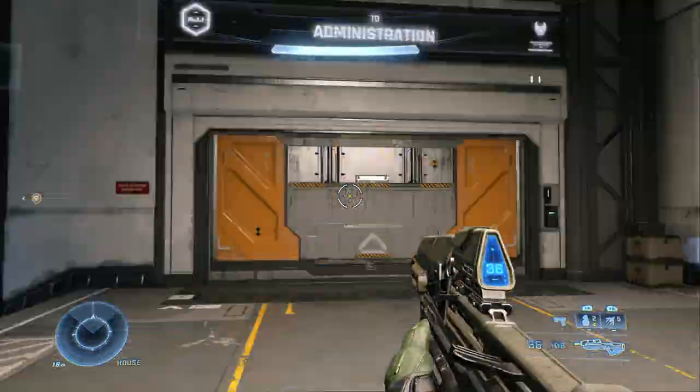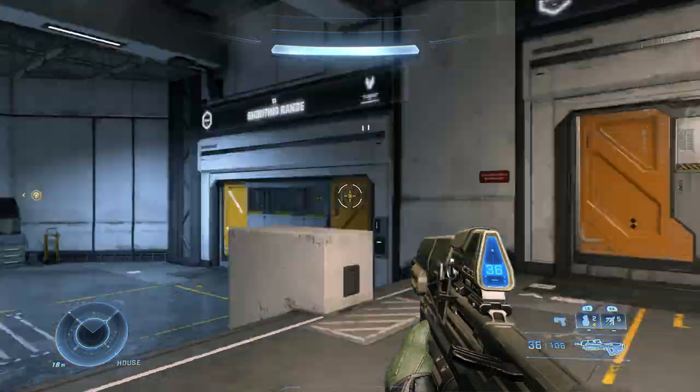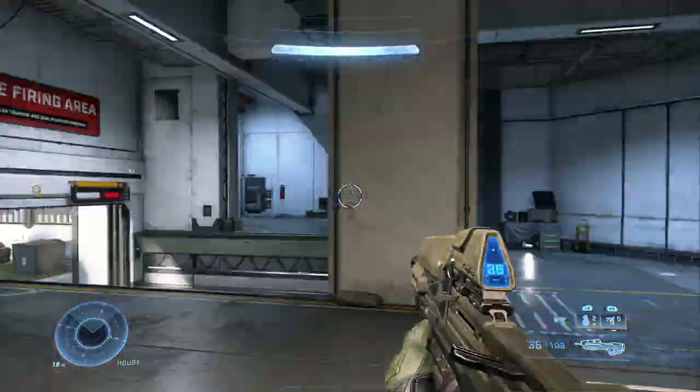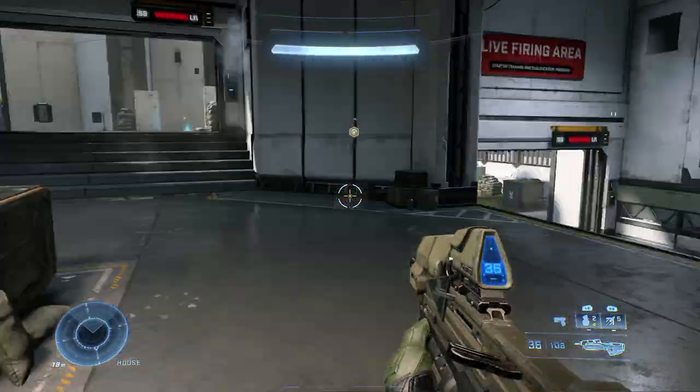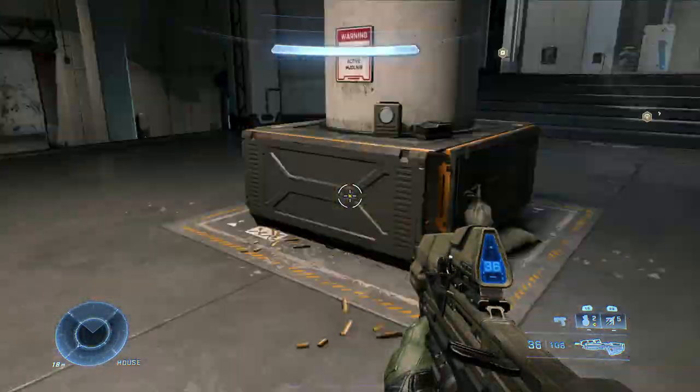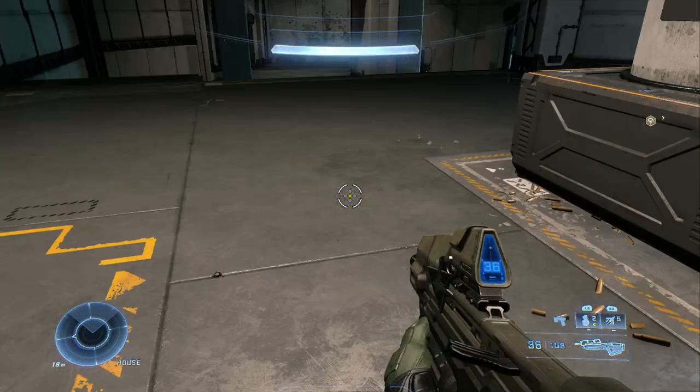So I have max input thresholds right now. And I'm just gonna slowly let my thumbstick slide toward the center. And as I do that, you'll notice there's no change on my rotation speed.